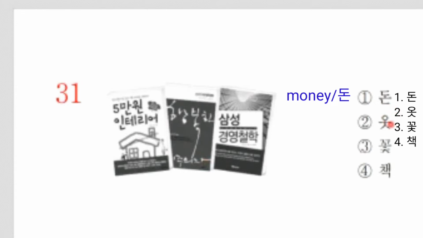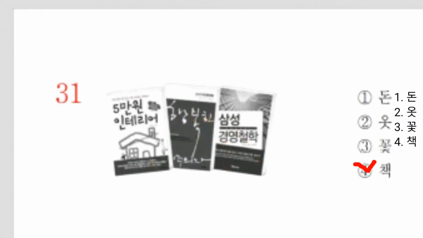So it's not. Number 2 is oat. Oat is what? Damit. So naalala nyo pa ba? Oat is damit. And number 3 is coat. Coat is flower, bulaklak. And number 4 is check. Okay, so check in English is book. So ito yung sagot for number 31. So libro, book in Korean is check.